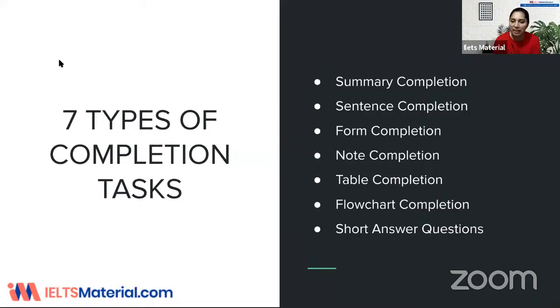There are 7 types of completion tasks. Today we'll be doing a few and the rest tomorrow. So today we are going to cover summary completion. We are going to cover sentence completion, as well as we would be going through short answer questions. Okay.